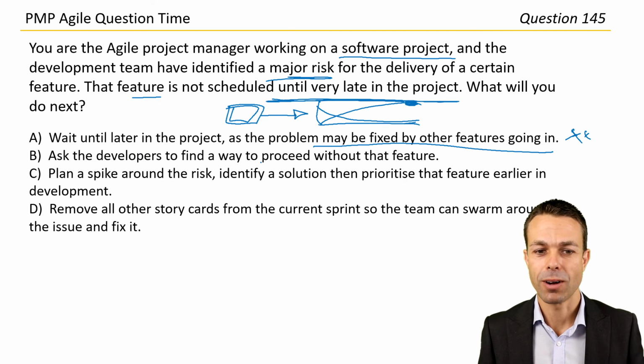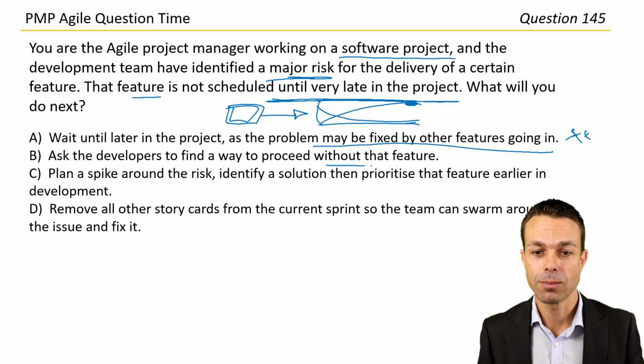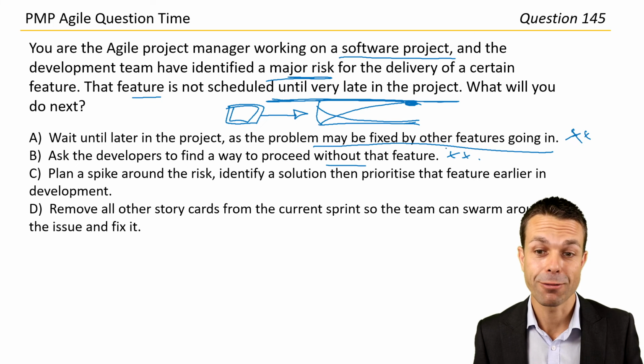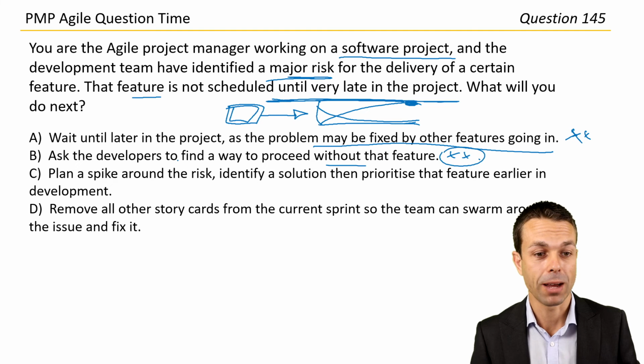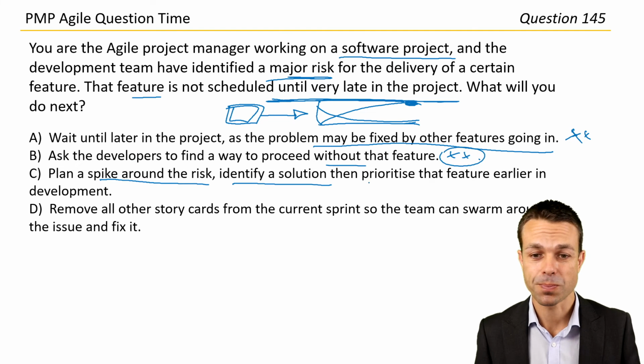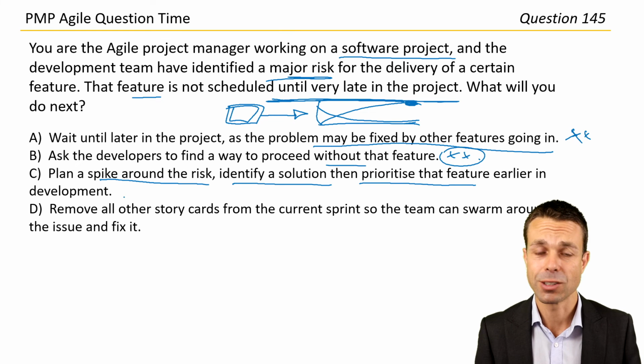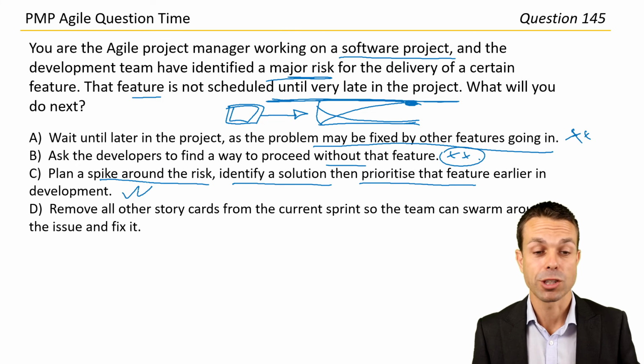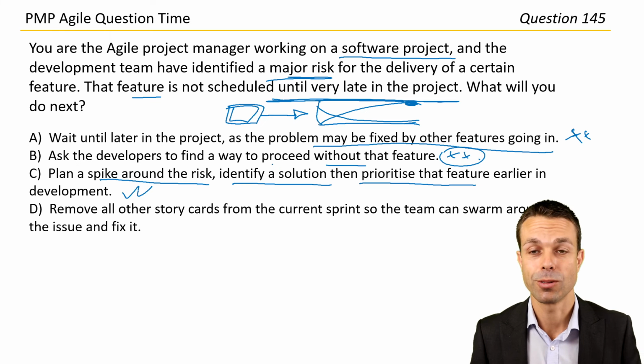Ask the developers to find a way to proceed without that feature. No, because we still may need that feature, so we still have to do that. Plan a spike around the risk to identify a solution, then prioritize that feature earlier in development. That sounds possible. And the spike part is also really good. So doing a bit of research around that, what do we need to fix that risk? So that's quite good. I like answer C.